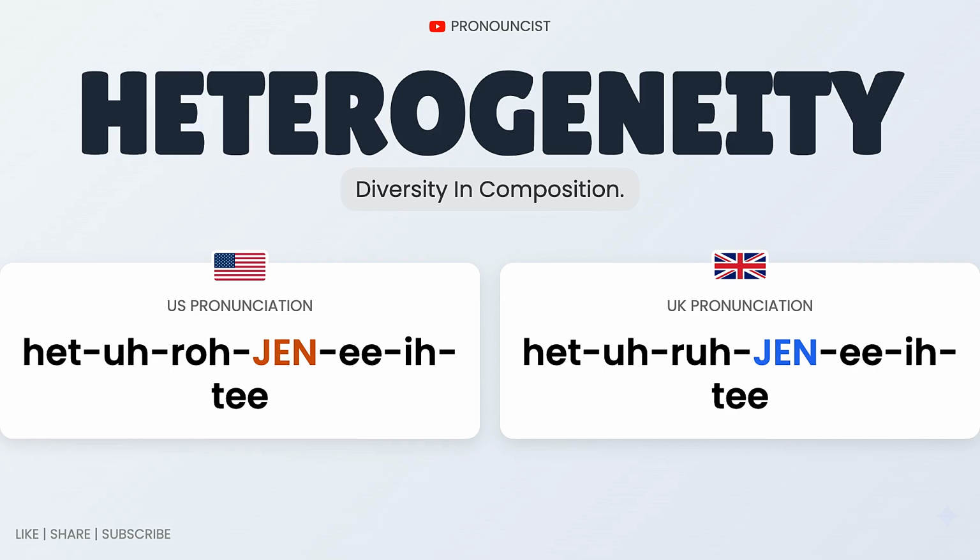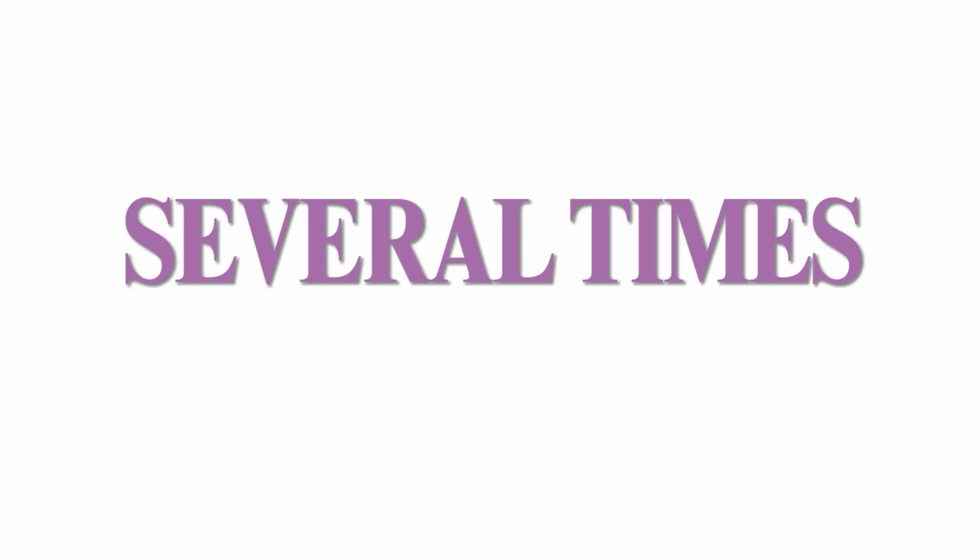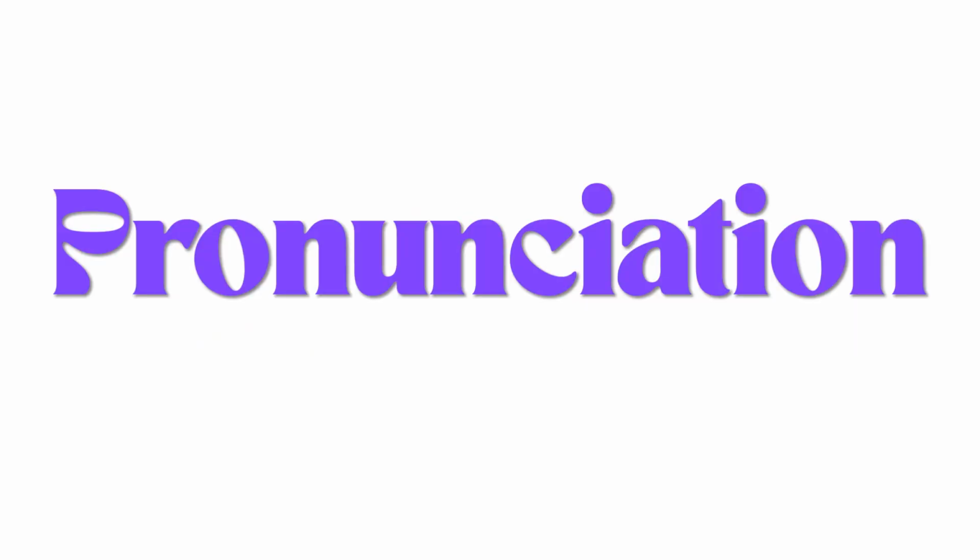Heterogeneity. Practice repeatedly and you'll soon be able to say this word perfectly. The best way to practice is to repeat the syllable multiple times. The meaning of the word is diversity in composition. Try repeating this word several times to improve your pronunciation.